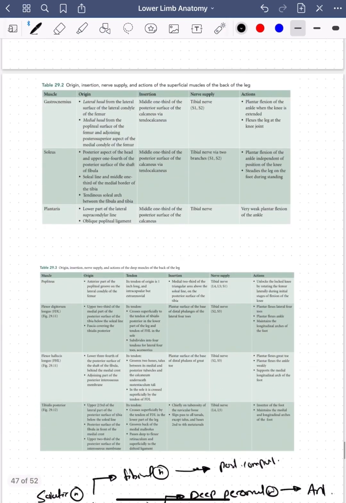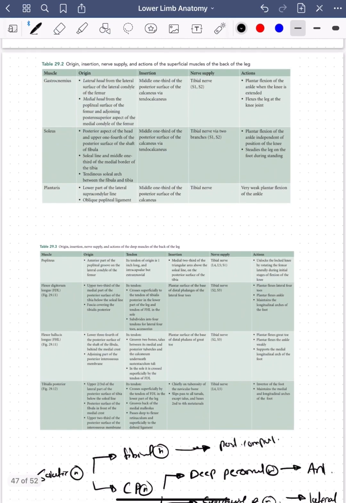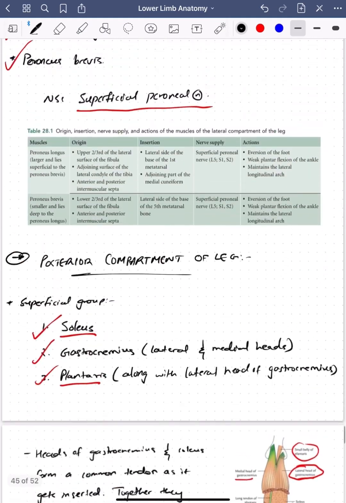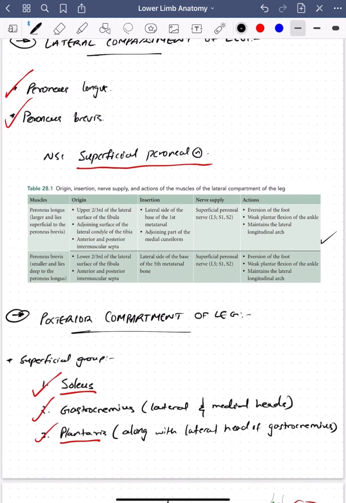Now I've included the tables here as well. This is of the superficial group, this is of the deep group of the posterior compartment muscles. This is the lateral, and we've discussed that. Okay, moving on.